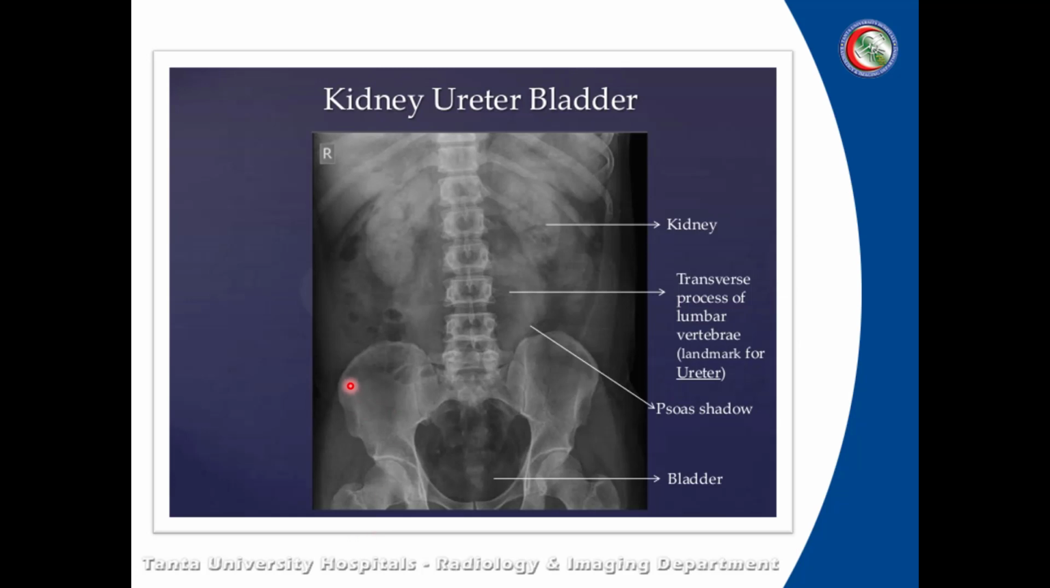This is the normal kidney, ureter, urinary bladder, or KUB. This is the shadow for the right kidney, and this is the shadow for left kidney. This is the psoas muscle shadow on both sides, and the transverse processes of lumbar vertebrae. Opposite to each lumbar vertebrae transverse processes, the ureter descends downwards in its lumbar course to reach its vesico-ureteric orifice in the urinary bladder. So this is the picture of normal KUB.